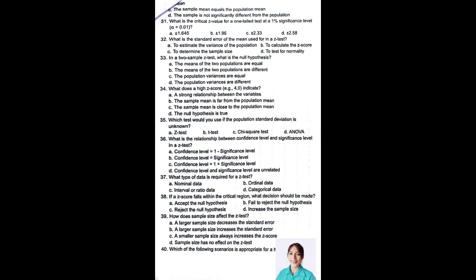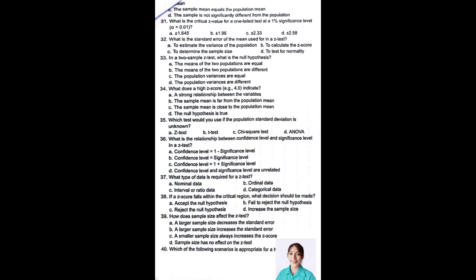A. Then we have number 34. What does a high z-score indicate? So it indicates the sample mean is far from the population mean. So that's in option B. Then we have number 35. Which test would you use if the population standard deviation is unknown? So you are going to use the t-test if your standard deviation is unknown. You're going to use the statistical tool, which is the t-test.